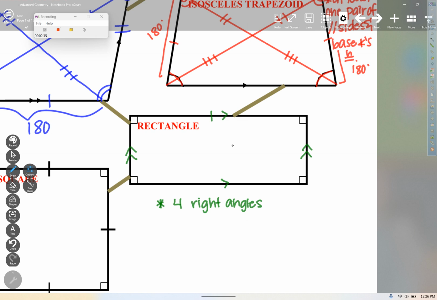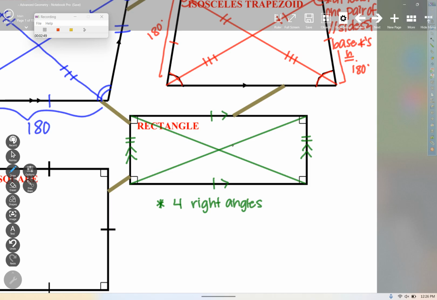Since a rectangle is faced straight up, the diagonals, you're going to see, they actually get cut in half perfectly. So these are all congruent. And that's because the shape is not slanted like a parallelogram or rhombus, so it's perfectly cut in half. Okay?